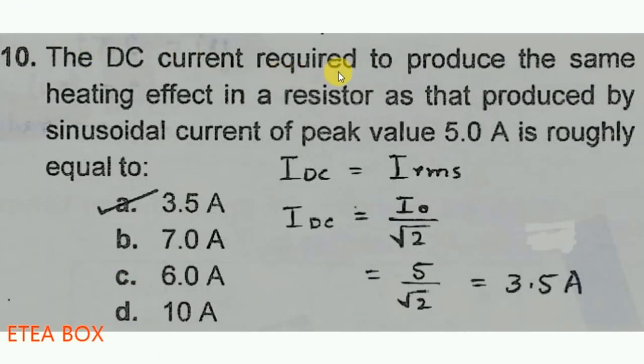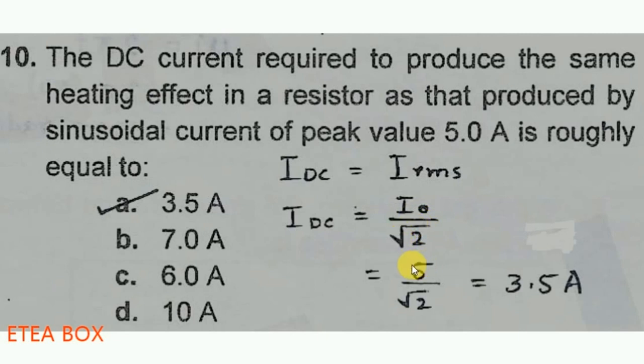The DC current required to produce the same heating effect in a resistor as that produced by a sinusoidal current of peak value 5 is roughly equal to. Now in this MCQ, the required quantity is the DC current, and the given is the peak value of the alternating current. We know that the effect of current in DC is equal to the effect of the RMS value. So I_DC is equal to I_RMS in case of alternating current. We know that I_RMS is equal to I naught, the peak value, divided by under root 2.